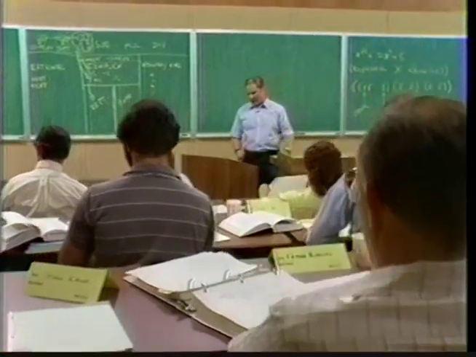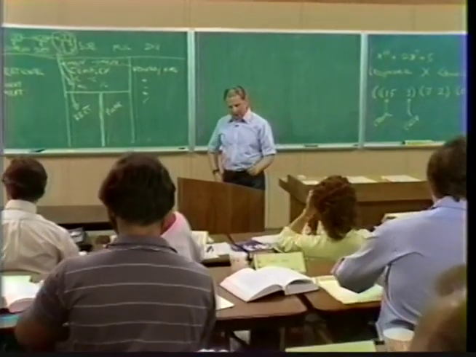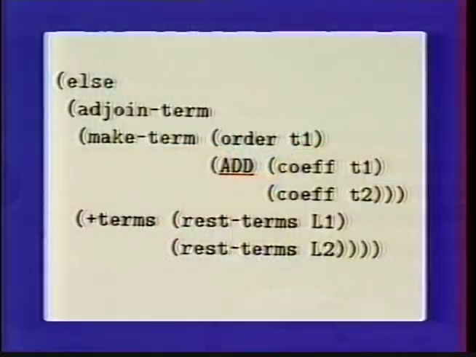The last case, where you actually get two coefficients that you have to add, is the case where the orders are equal. What we do is, again, recursively add the lower order terms, but now we have to really combine something. We make a term whose order is the order of the term we're looking at. By now, T1 and T2 have the same order. That's its order. And its coefficient is gotten by adding the coefficient of T1 and the coefficient of T2.